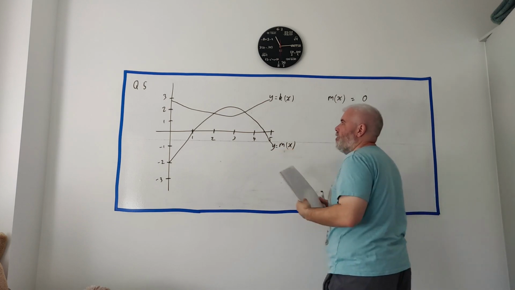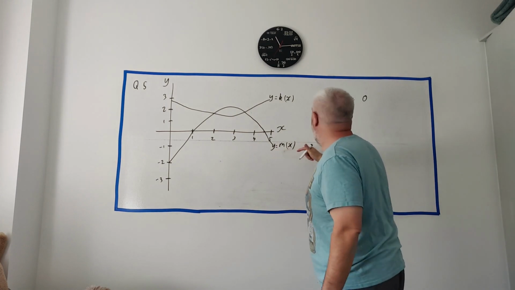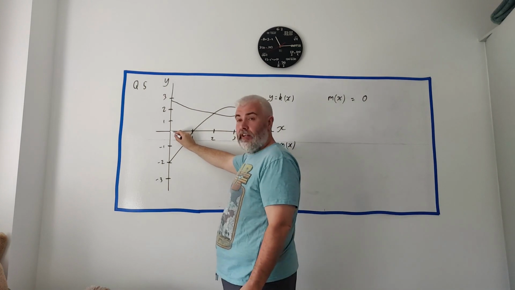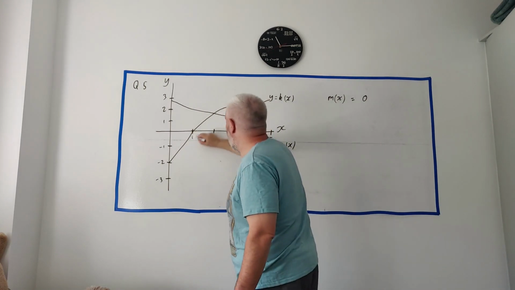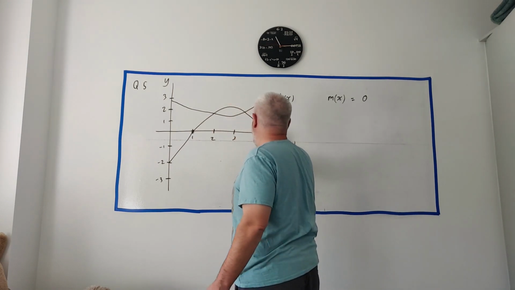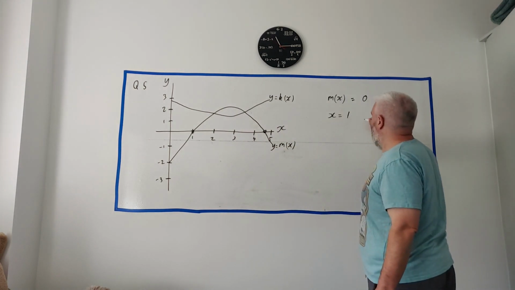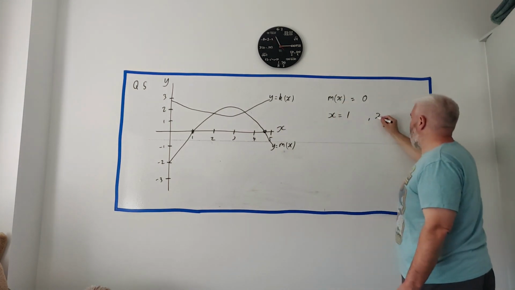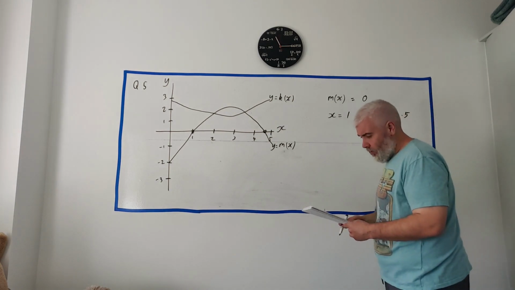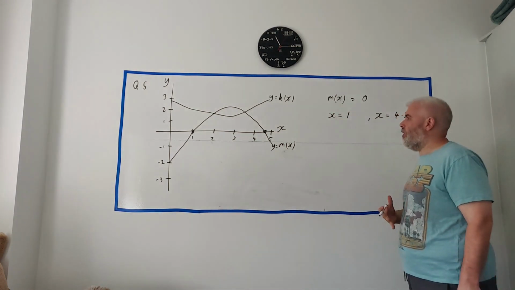I find that useful because this is the y-axis and this is the x-axis. So when y equals 0, when m(x) equals 0, y equals 0. Well, here's 0. And this is when the bottom curve hits this line. So this point and this point. And that point is x is equal to 1. And this point is about, well, it looks like x is equal to 4.5. So that's it. That's the full answer to C part 1. Very easy when you know how to do it.